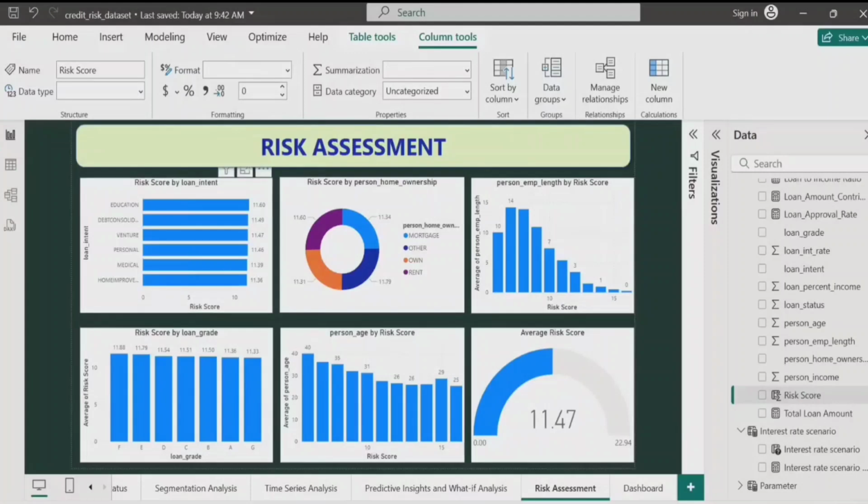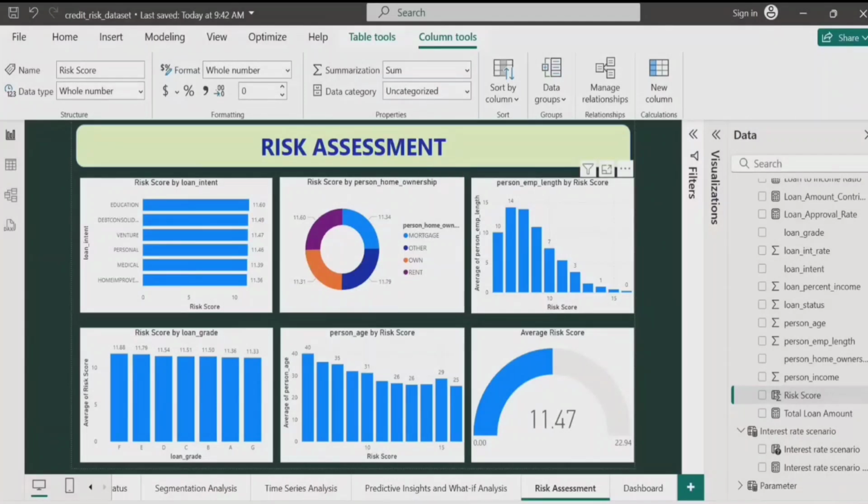Now I have created several charts, like the risk scores based on the loan intent. Here we can clearly see that education has a higher risk score. That means the default rate could be higher in case of education loans and lower in home improvement. This pie chart shows the risk score by home ownership.